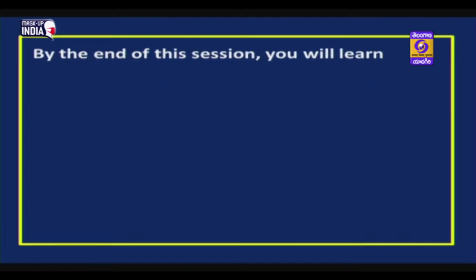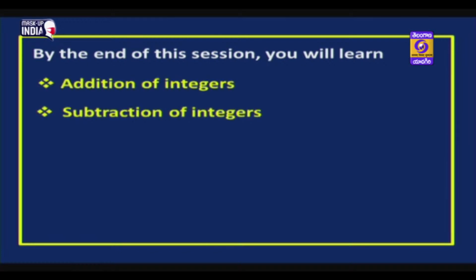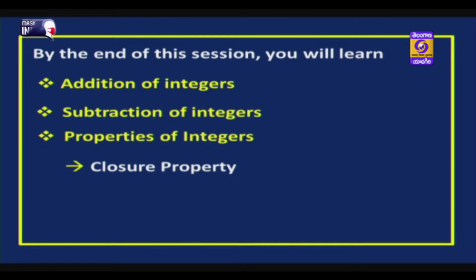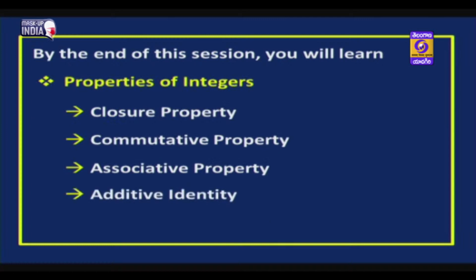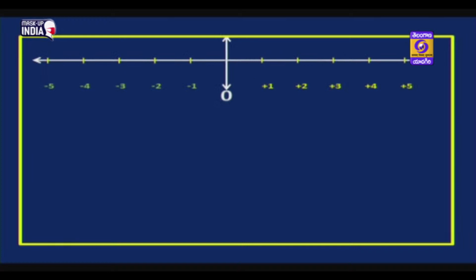Okay. By the end of this session you will learn addition of integers, subtraction of integers and also properties of integers. In these properties we are going to learn about closure property, commutative property, associative property, additive identity and also additive inverse. These are the properties that we are going to learn in our today's session children. So, let us start with addition children.